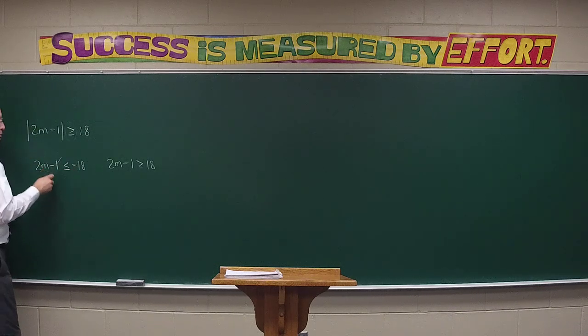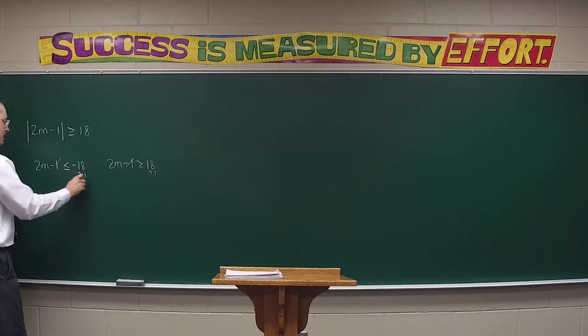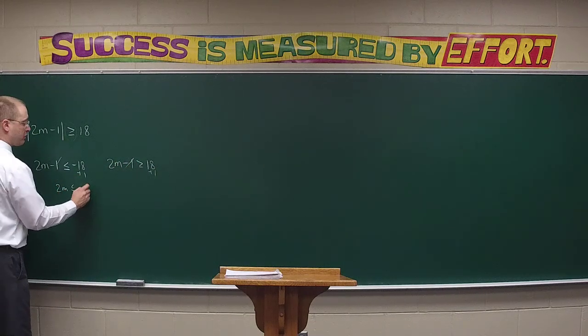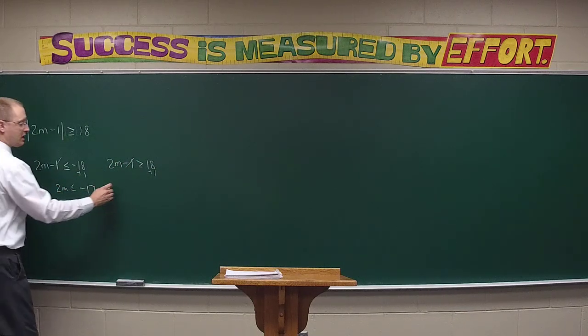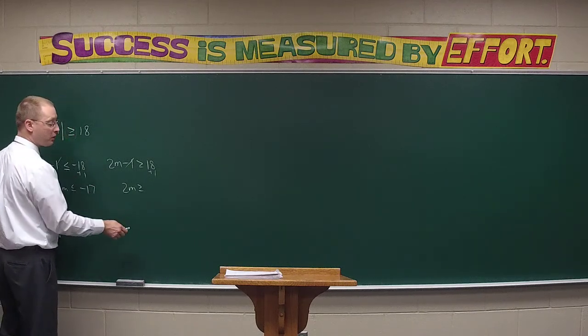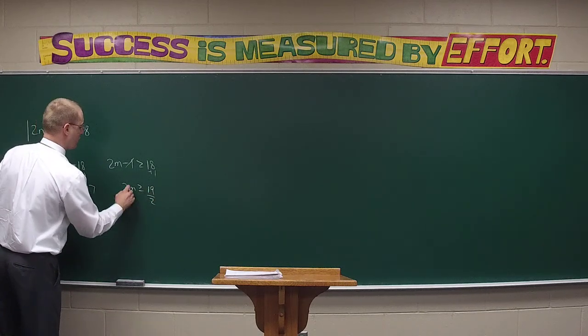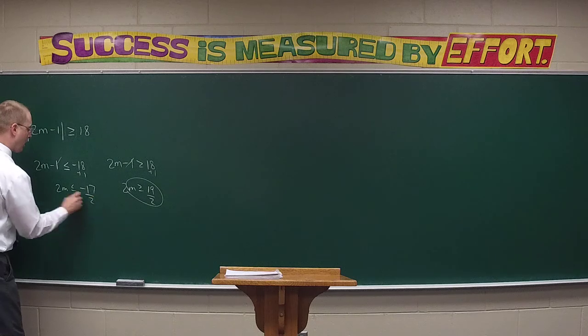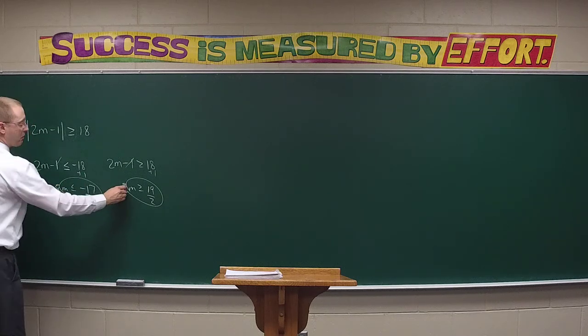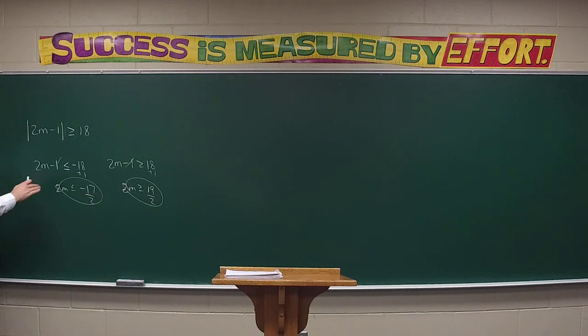And of course, in each case, we'll put a positive 1 over here, give me 2m is less than or equal to negative 17 here, 2m greater than or equal to 19. And then we just divide away the 2, and there are our two solutions when we divide the 2's away. Do want to write this in the interval notation, though. How would I write that, Genesis? If m is less than or equal to a negative 17 halves.